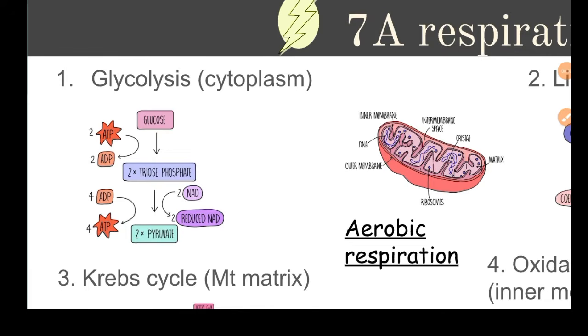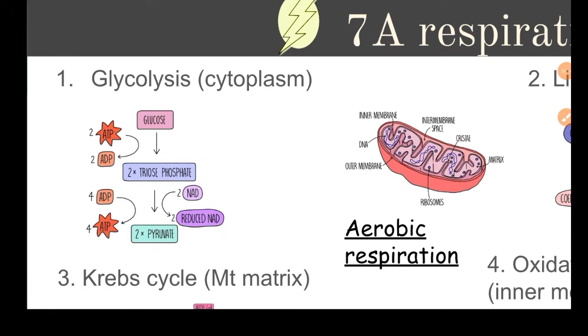The phosphate, first off, prevents it from leaving the cell because it can't cross the cell membrane as easily, and it also makes it more reactive. It makes it more unstable. And then that phosphorylated glucose that we added a phosphate to is now called glucose phosphate. It splits into two, and then it's converted to pyruvate. While it's converted to pyruvate, ADP is converted to ATP, and NAD is converted to reduced NAD.